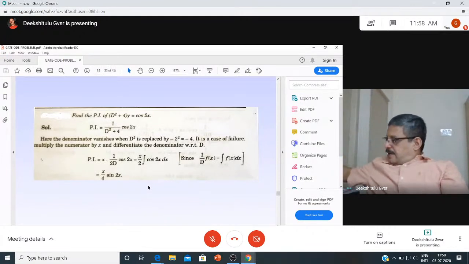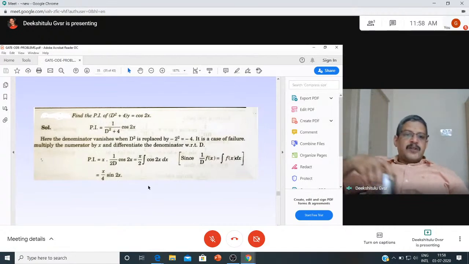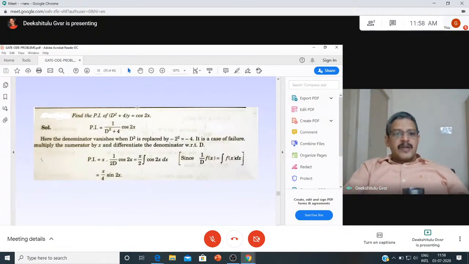The next problem is to find the particular integral of (D^2 + 4) y = cos 2x. When you put D^2 = -4, I am asking only for the particular integral, I am not working on the complementary function. For each of the problems, you can calculate the complementary function also for practice. The auxiliary equation is m^2 + 4 = 0, so m = ±2i, imaginary parts only. So the complementary function is c1 cos 2x + c2 sin 2x.